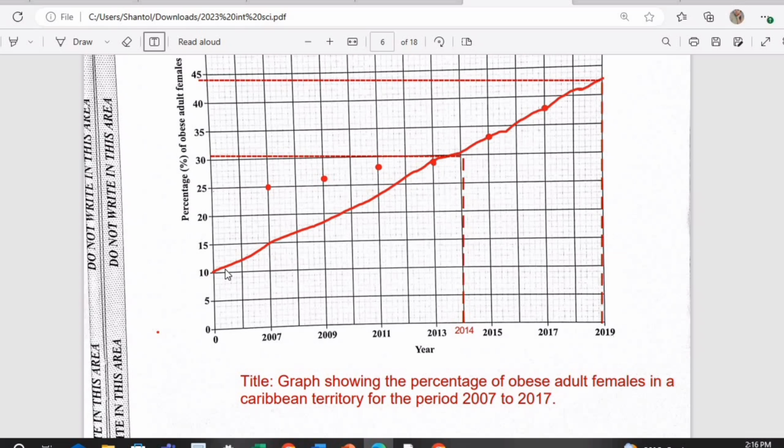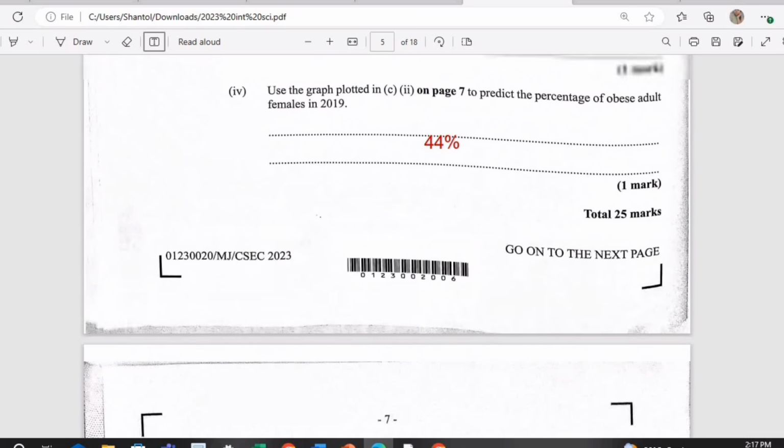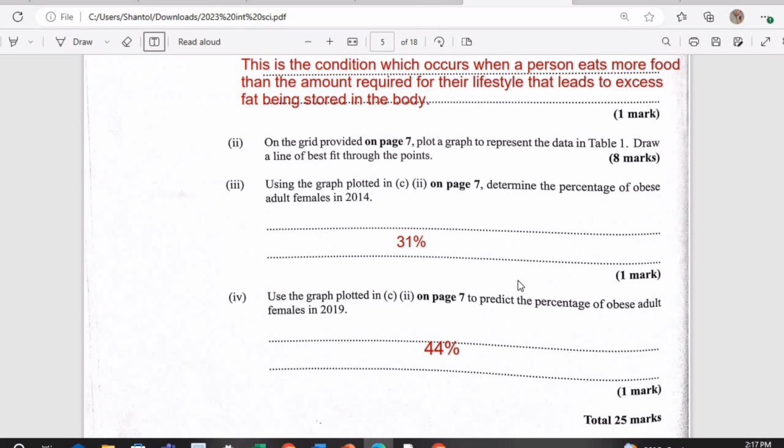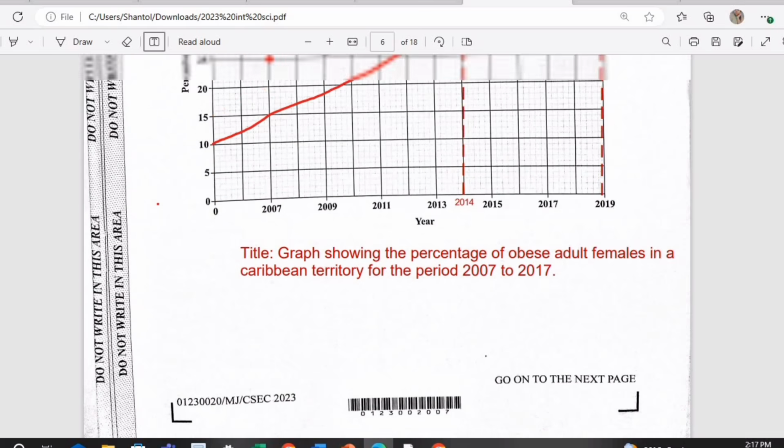Now it all depends on how you would have drawn your line of best fit. So based on how you would have drawn yours, you would be able to determine exactly those points, but that would be the way to go about answering those 2 questions. So I have 31% and 44%, and those would be for 1 mark a piece, and that's 2 marks for your first question.